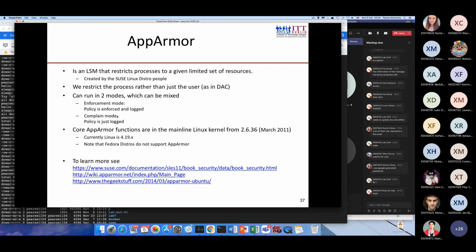This is a very, very handy mode, right? This complain mode. Say you had a piece of old software that had been around for years, and you suddenly decided you wanted to use AppArmor to control what it did, but you weren't sure. It's a large piece of software. You weren't sure what it accessed, right?